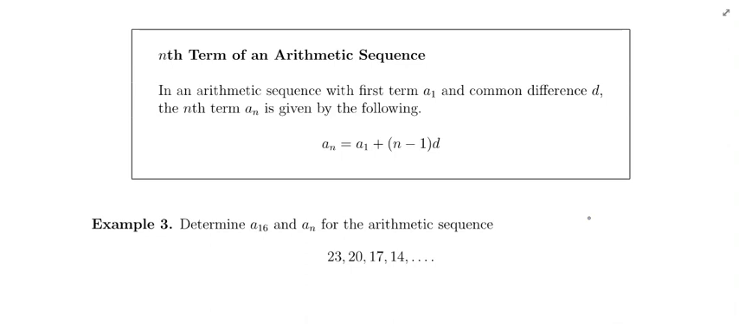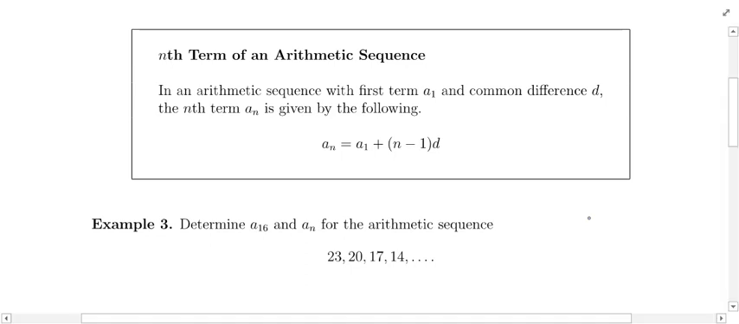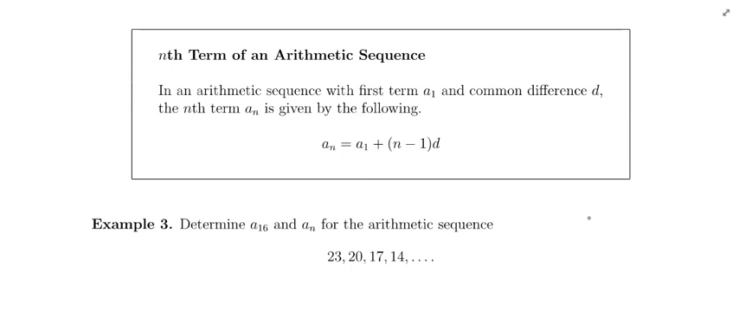This is a really handy formula because you may be dealing with an arithmetic sequence and maybe you know the first 10 terms or so. But what if you wanted the 1000th term in the sequence? You don't want to sit there and count out from term 10 to term 1000. This is a handy dandy formula that will help you generate any term in your arithmetic sequence. All you need to know is the first term and the common difference D.